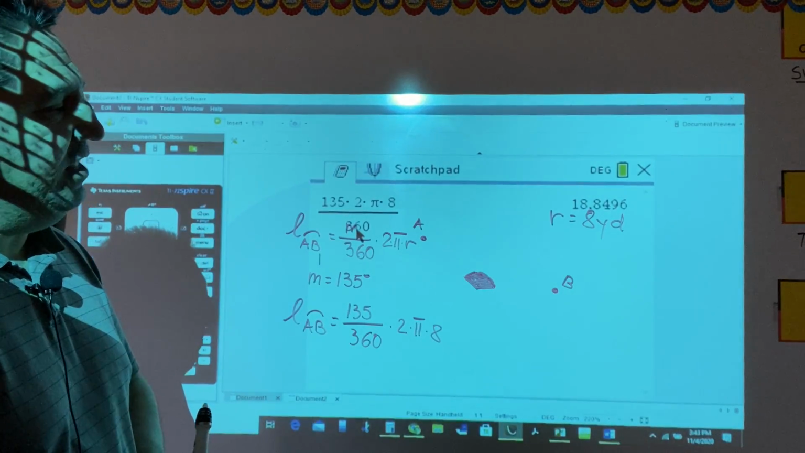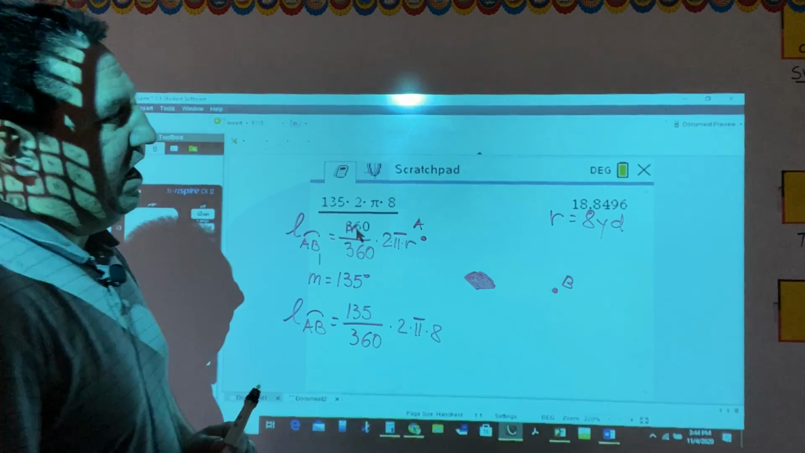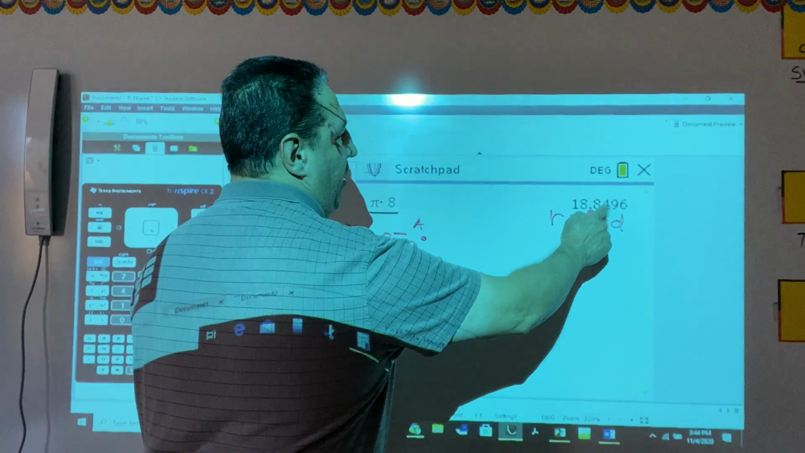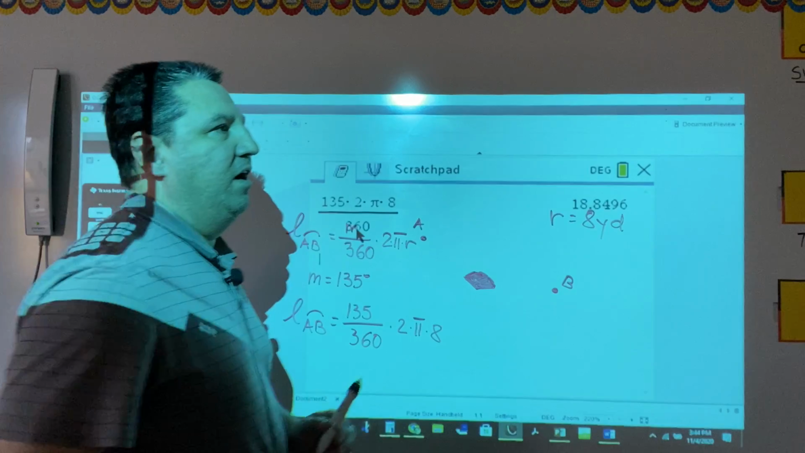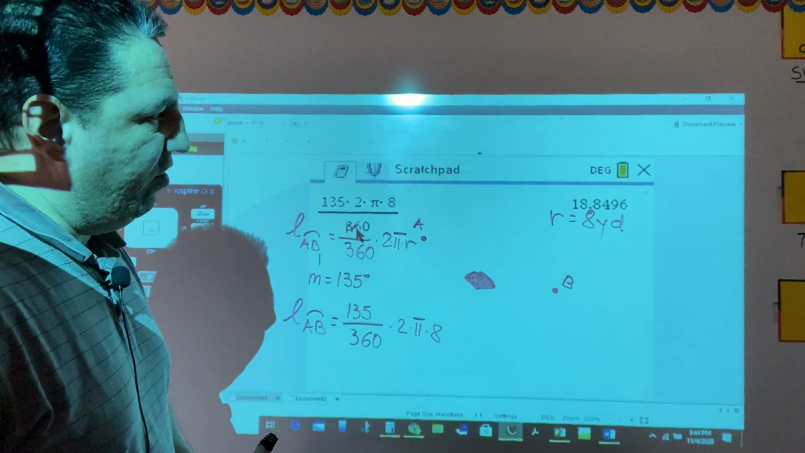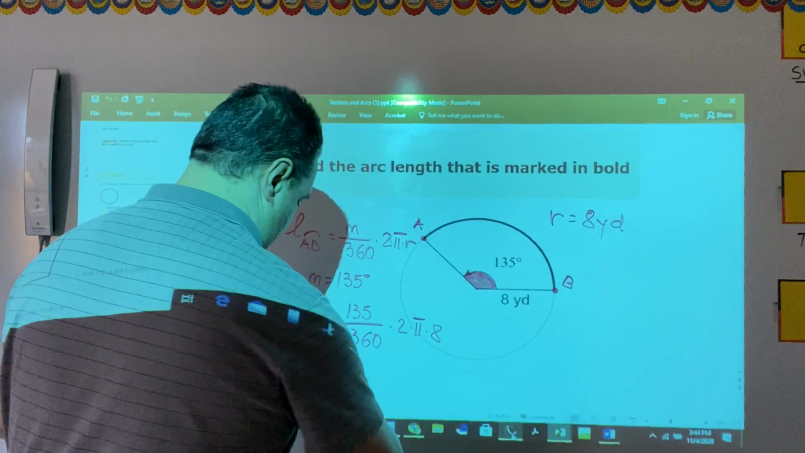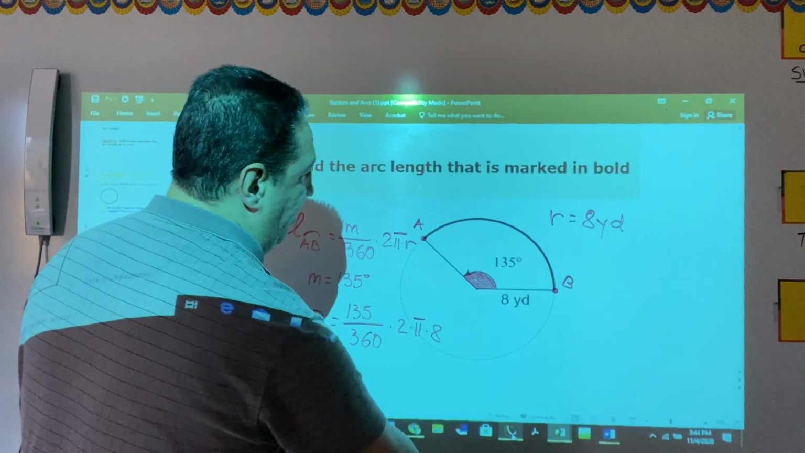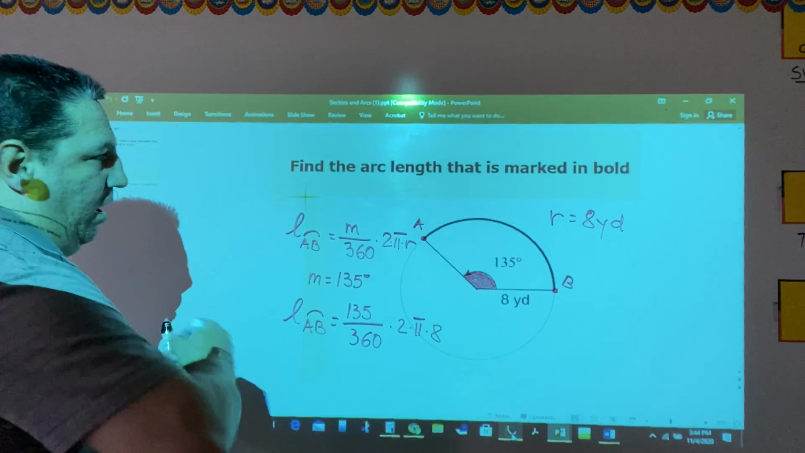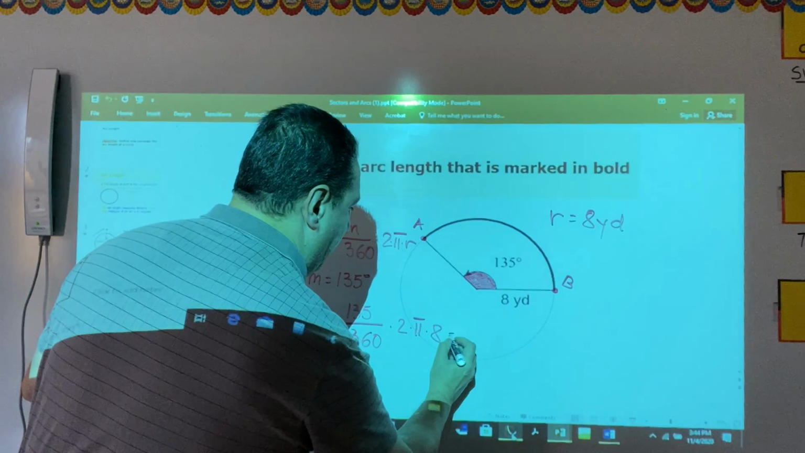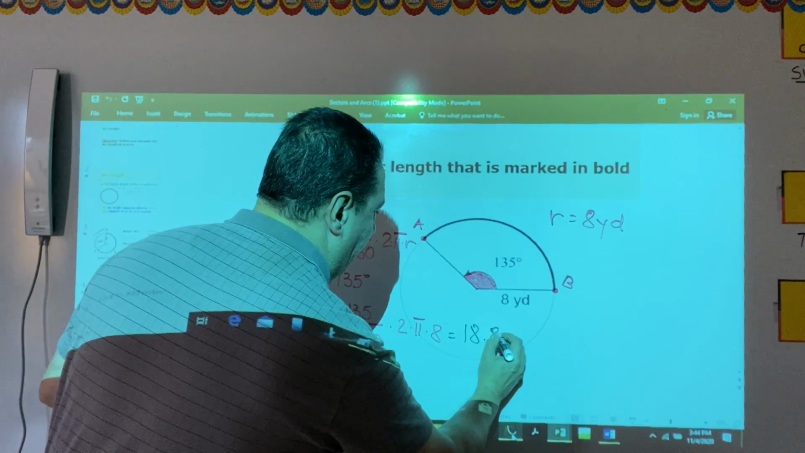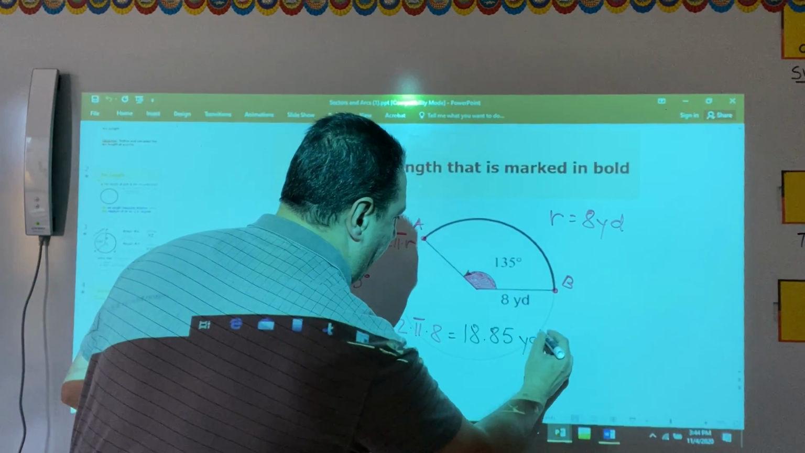yards. So if we round to the nearest hundredth, we have 18.85. So the answer, arc length of arc AB, would be 18.85 yards.